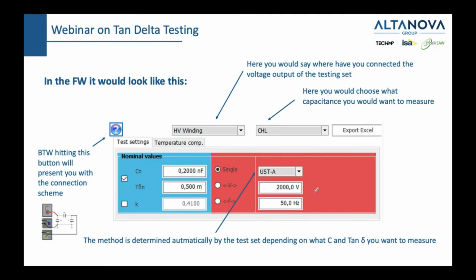You choose the voltage, which is the maximum voltage which you can choose for your transformer, or 12 kilovolts, or 10 is also often used, frequency, and then you also choose a single test. This would be voltage sweep and this would be a frequency sweep. Here you would see your nominal values, and here you can also do a temperature compensation.